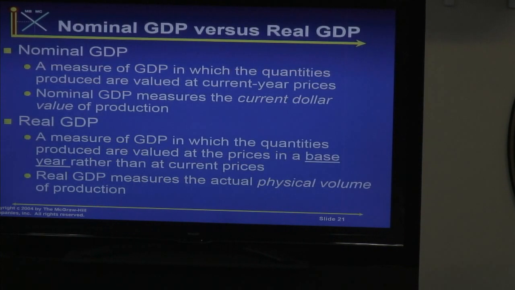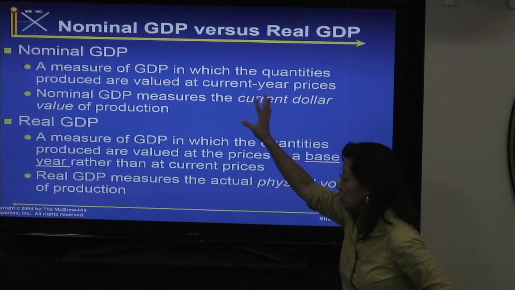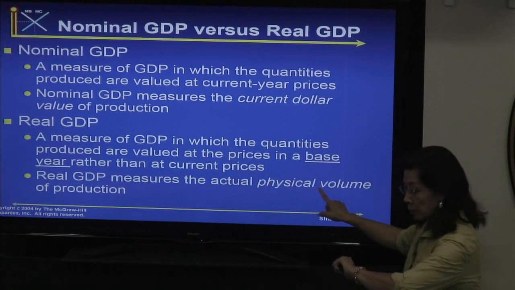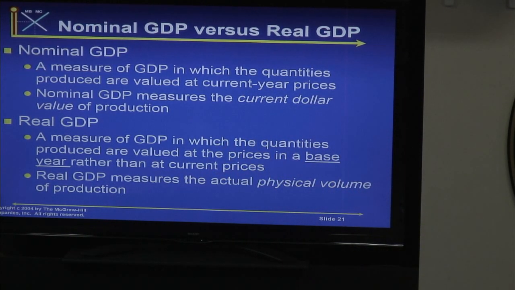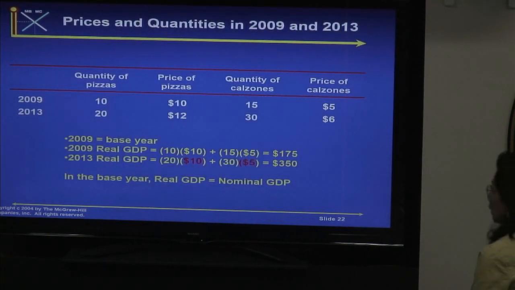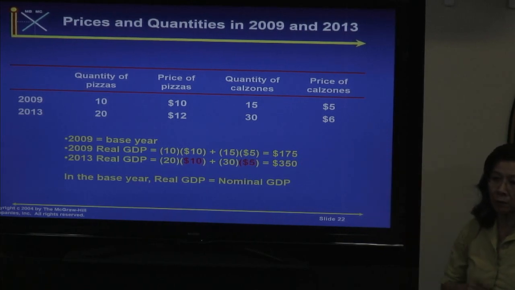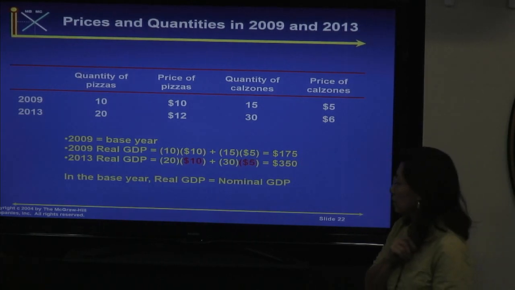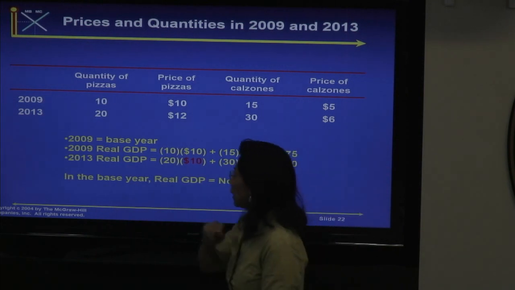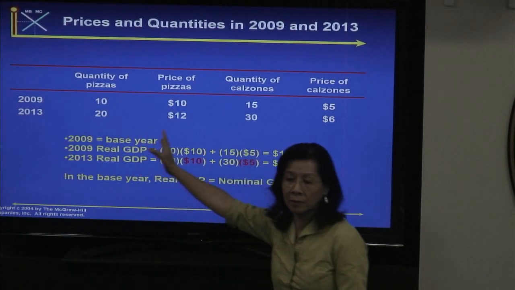Okay, so look at the keywords here. The current dollar value of production pertains to nominal GDP, whereas with real GDP, we look at the physical volume of the production. So let's revise this calculation here. In this new calculation, we want to calculate real GDP. Assuming that you have to pick a year as a base year, we pick 2009 to be the base year.